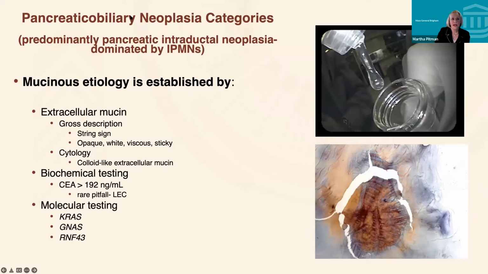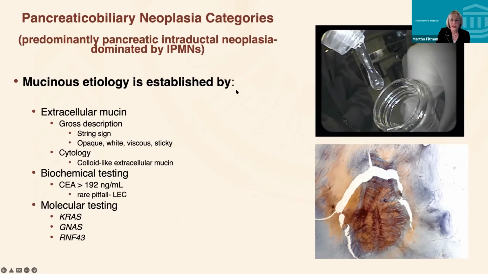Now, going on to the pancreaticobiliary neoplastic categories, as I mentioned, they're going to be predominantly intraductal neoplasia dominated by IPMNs. So in these intraductal lesions, we have two questions to answer. Is it mucinous or non-mucinous? And is it low risk or high risk?